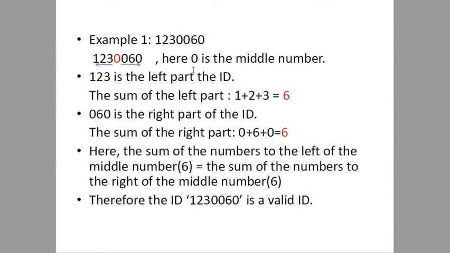So here 1, 2, 3 is the left part. So we sum the left part, that is 1 plus 2 plus 3, which is equal to 6. And we sum the right part, which is 0, 6, 0. So the sum of the right part is 0 plus 6 plus 0, which is equal to 6. Since the sum of the left part and the right part, 6 is equal to 6, therefore this ID 1, 2, 3, 0, 0, 6, 0 is valid.